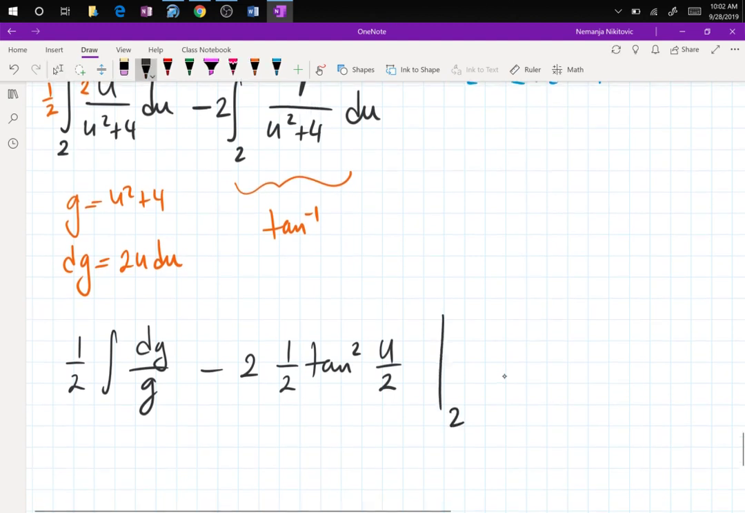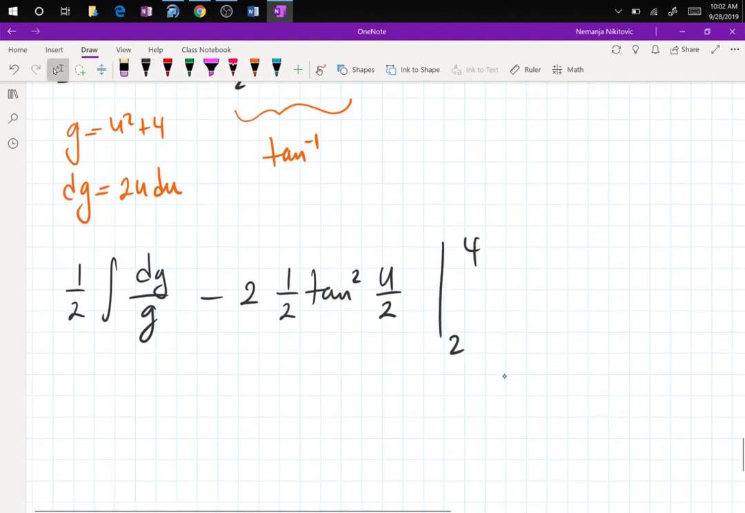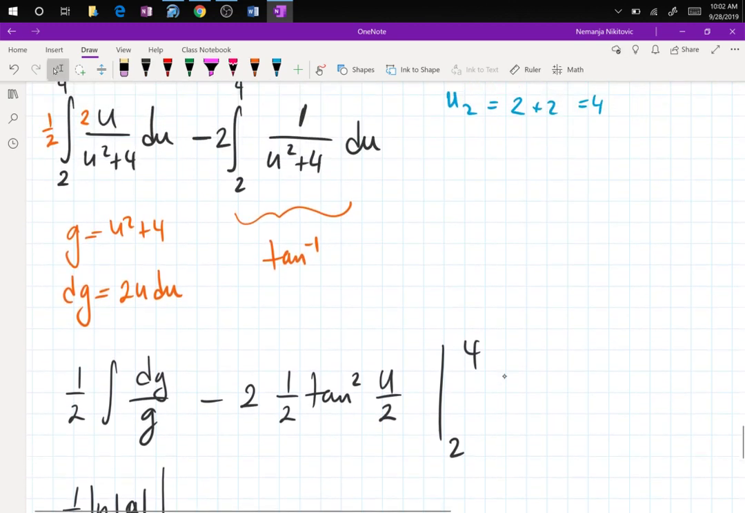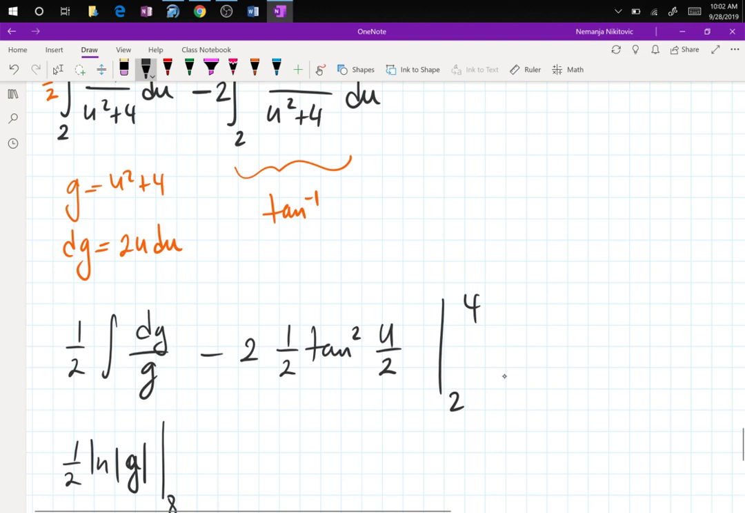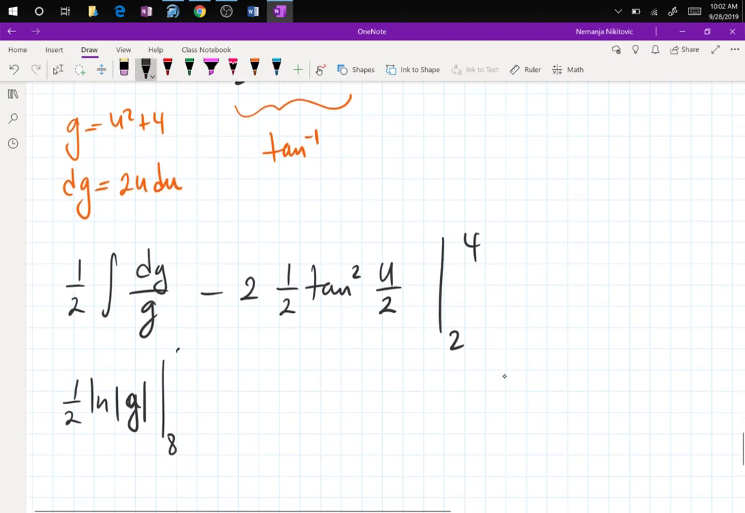It's going to be calculated from 2 to 4 eventually. And dg over here, it's 1/2 ln of g, and the limits are, when you plug in 2, you get 8 on the bottom, because 2 squared is 4, 4 plus 4, and then 4 squared is 16, to 20. These guys cancel, minus inverse tangent of u divided by 2, from 2 to 4.